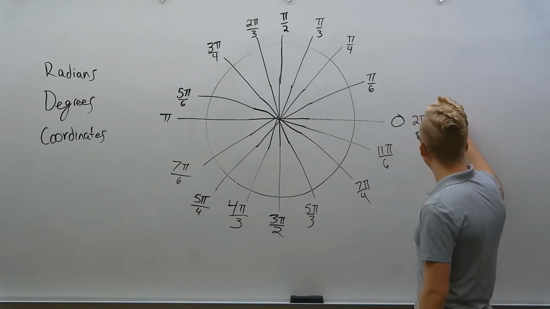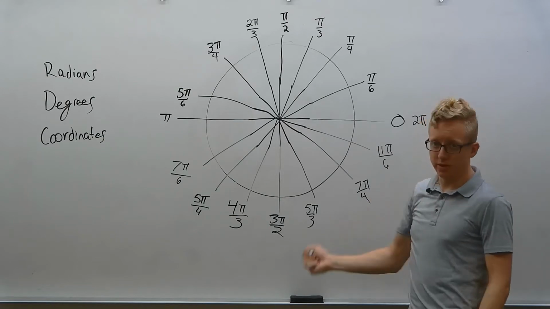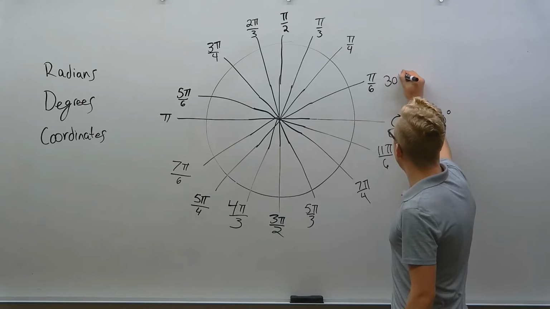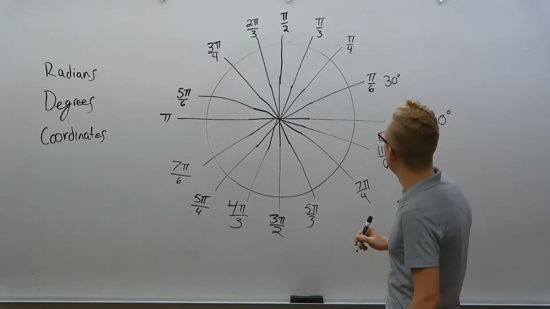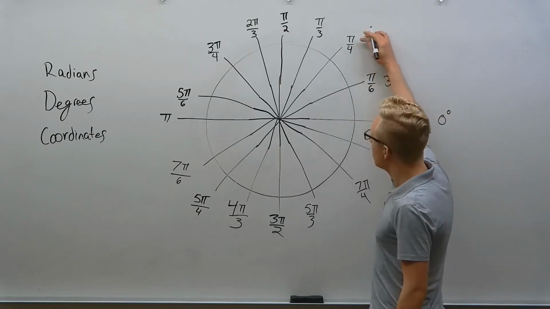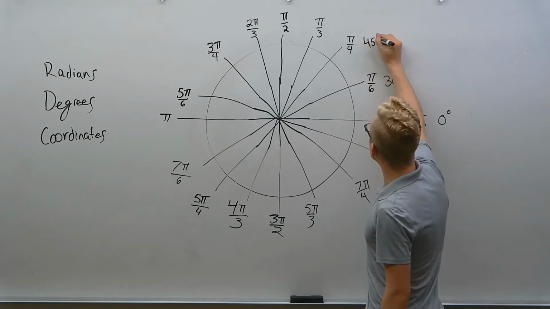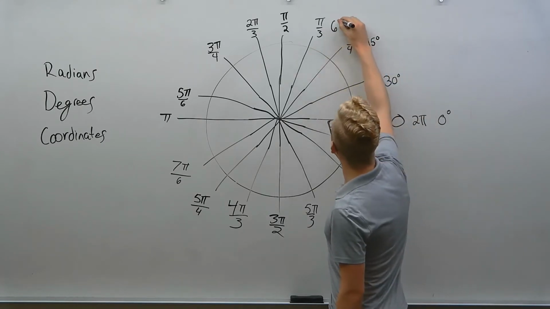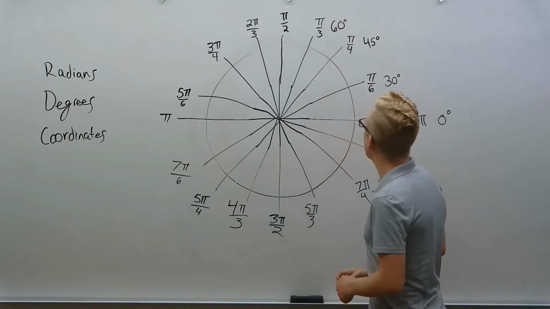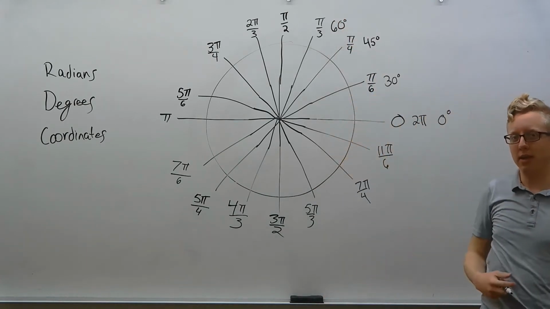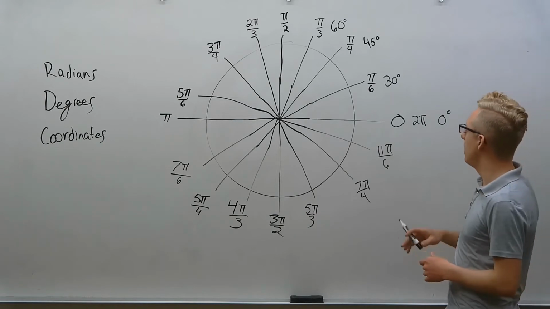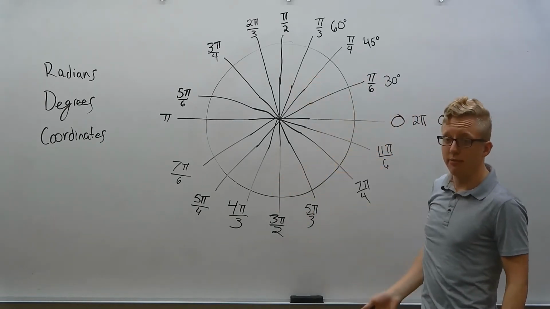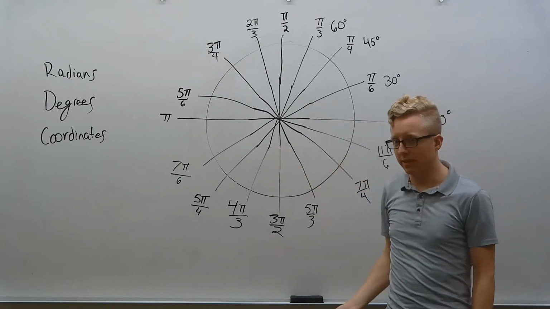This right here is 0 degrees. Pi sixths is 30 degrees. Pi fourths is 45 degrees. And pi thirds is 60 degrees. Okay, so now we have the same sort of pattern here. For the pi sixths, we're going to add 30 degrees every time, and for the pi fourths, we're going to add 45 degrees every time.